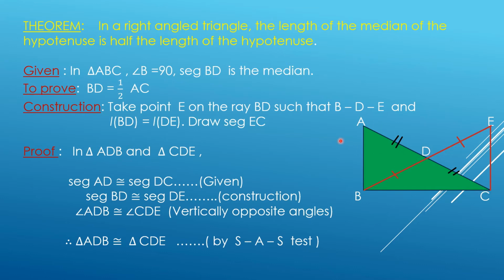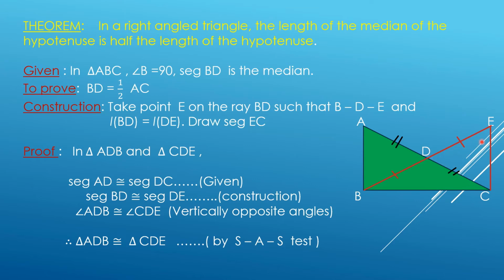That is, first, given: in triangle ABC, angle B equals 90 degrees and segment BD is the median. To prove: BD is equal to half into AC. Next, construction: take the point E on the ray BD such that B-D-E, and the length of BD is equal to the length of DE. Draw the segment EC, and consider triangle ADB and triangle CDE.